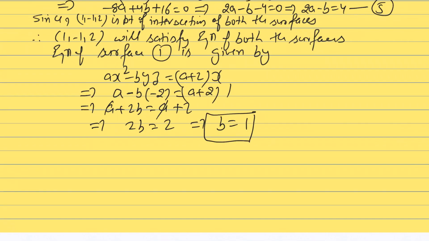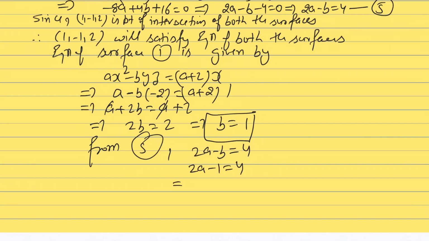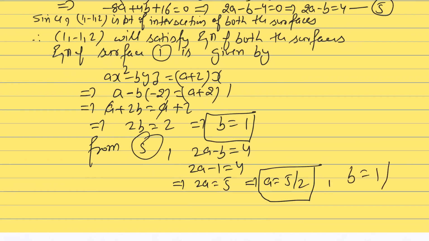Now look at the equation number 5. From equation 5, 2a minus b is equal to 4. Put b is equal to 1. This will be 4. This implies that 2a is equal to 5, implies a is equal to 5 by 2. So this is the value of a, and b is equal to 1. So these are the values of constants a and b.